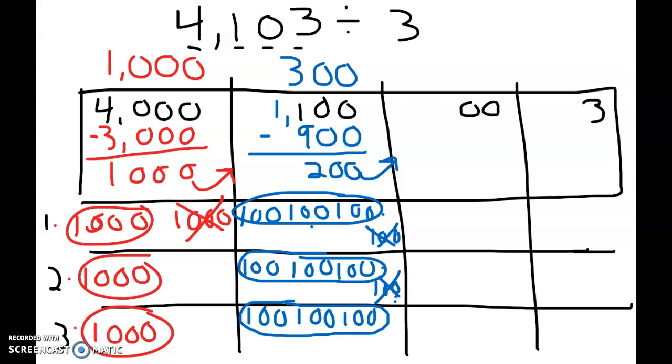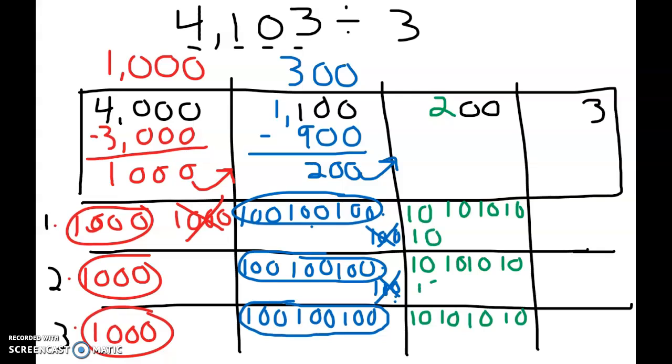Now, in my tens, I'm going to have 200. See how putting those 2 zeros there really helped me? So I see it's 200. So now I count by tens until I get to 200. I'm putting them in my 3 groups. 10, 20, 30, 40, 50, 60, 70, 80, 90, 100, 110, 120, 130, 140, 150, 160, 170, 180, 190, 200.